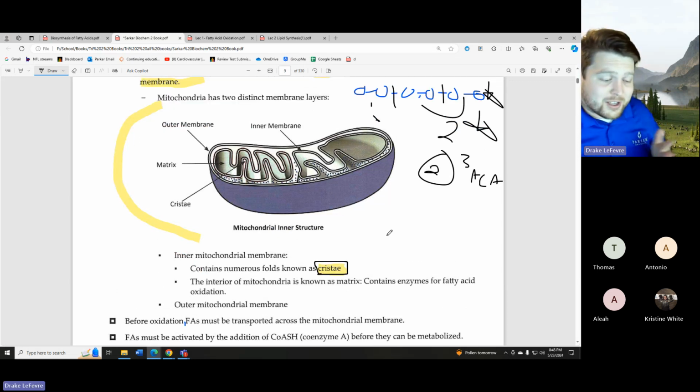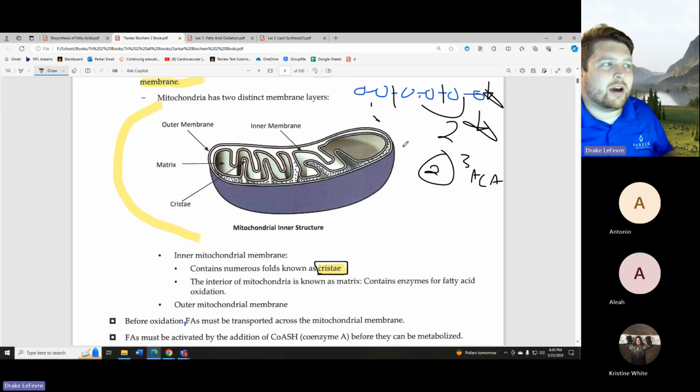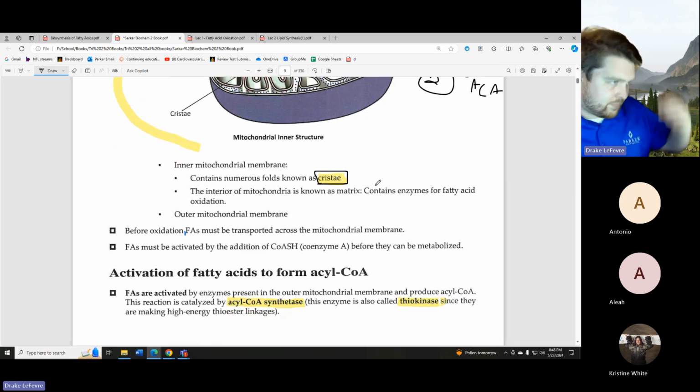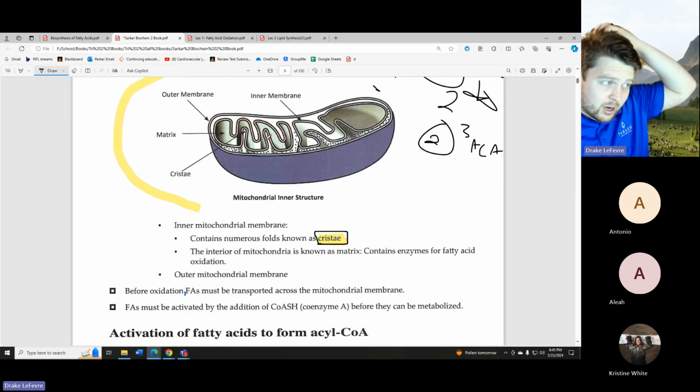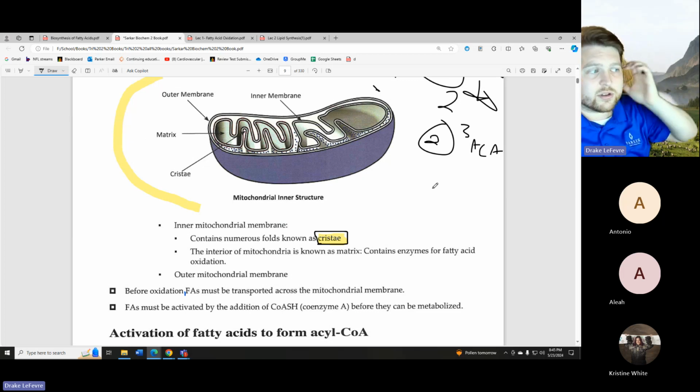Don't forget all the stuff that we talked about in Biochem 1, how you have the outer membrane, the inner membrane, the matrix, the intramembranous space, all that kind of stuff. Don't forget that we talked all about that. And then the inner membrane contains all these folds, and those folds are the cristae.